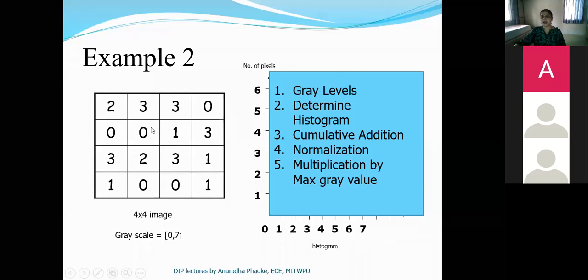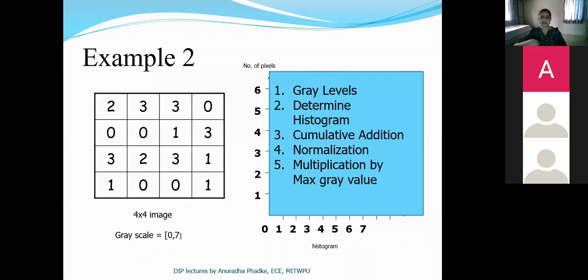Okay, so just write numbers separated by space for all the gray shades from 0 to 7. As the answer, you have to write 8 numbers. First step is to identify gray levels. So in total there are 8 gray levels, 0, 1, 2 up to 7. Then determine the histogram, that is, determine the number of pixels belonging to each gray shade.